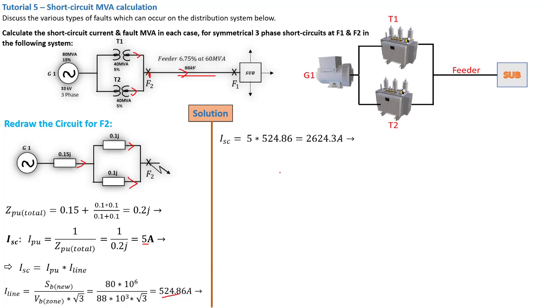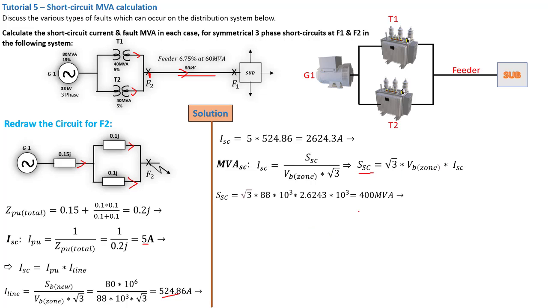All right, so now moving on, the equation becomes much simpler. We can calculate our I short circuit, that is just multiplying the I line times 5, and that gives us a current of 2.6 kilo amps. And from there, it will be much easier to deduce the MVA short circuit. Our short circuit current is equal to the short circuit MVA over the VB zone times the square root of 3. From there, we can pull our short circuit MVA as equal to this expression, and replacing, we find the short circuit MVA of 400 megavolt ampere.